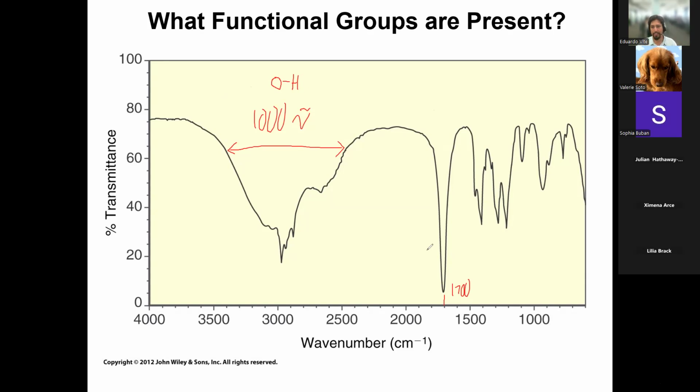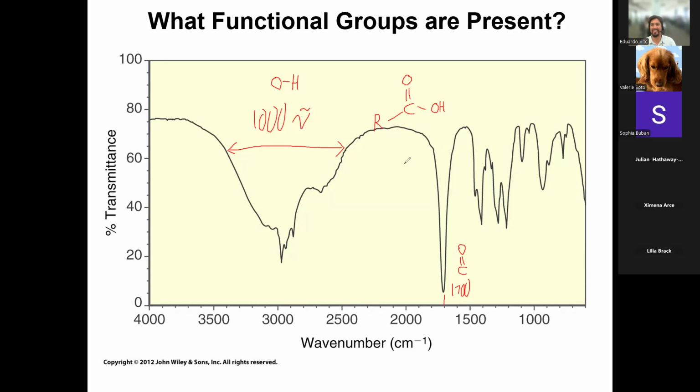Perfect, for sure. So this peak at 1,700 is a carbonyl, which is your carbon double bond oxygen, and you have OH. So what happens when you put a carbonyl and an OH together? What do you get? What is the name of the functional group? What is the name of this functional group? You have to call it by its actual name. Carboxylic acid. Yes, thank you, Abigail. Perfect. This is a carboxylic acid, right?